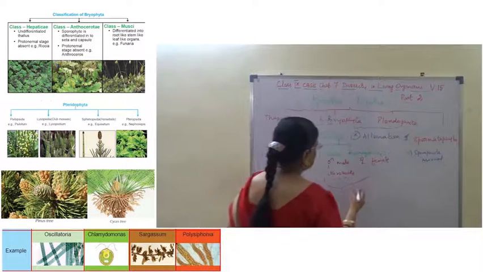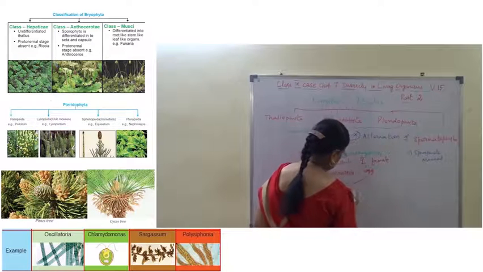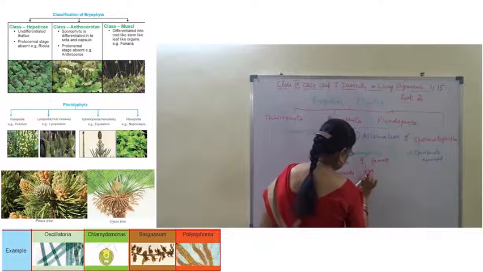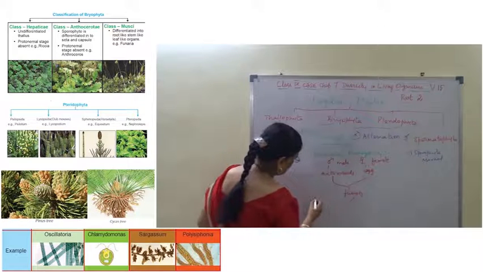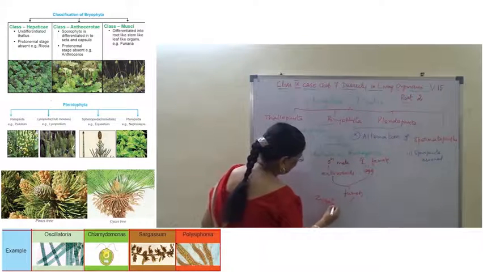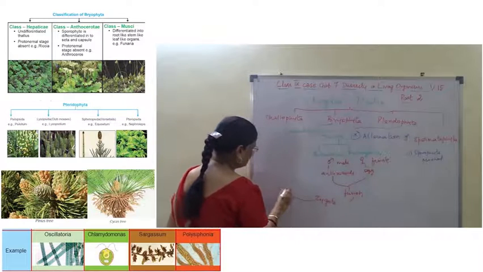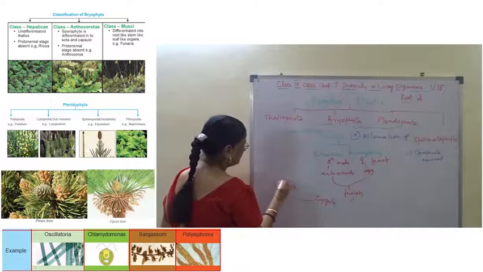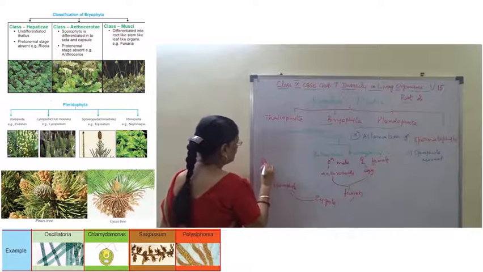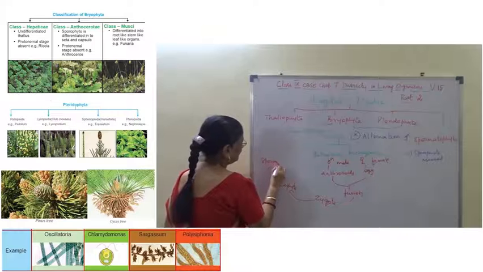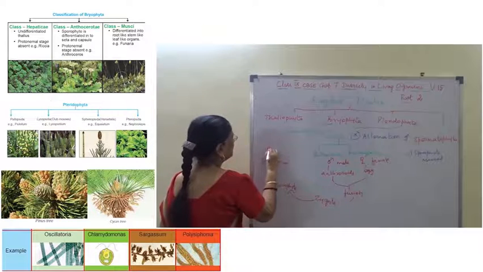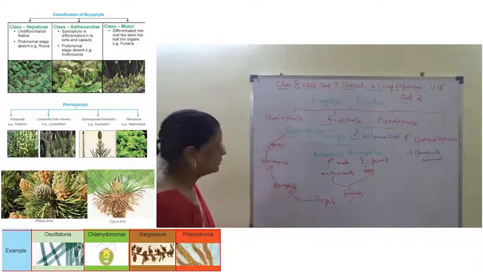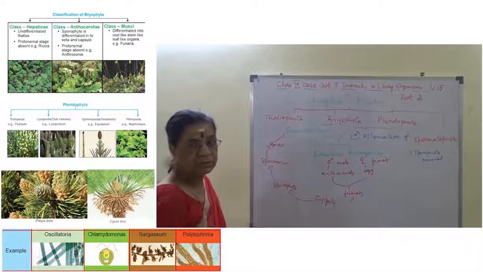On fusion, fertilization will occur, and the zygote will be formed. The zygote will develop into the sporophyte. This sporophyte will produce the sporangium, in turn spores, and that develops into the gametophyte. I hope you are able to follow this.